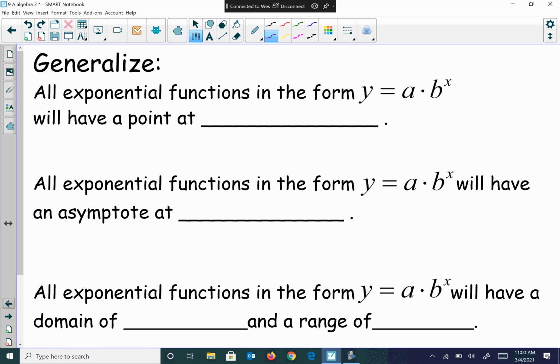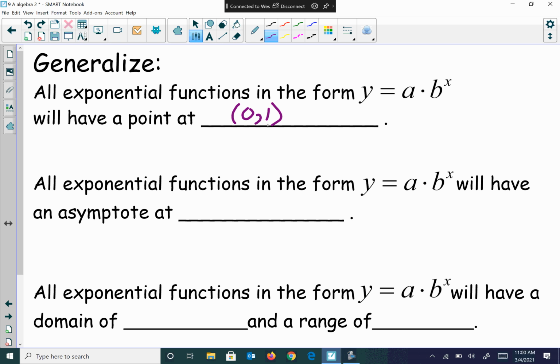All right, all exponential functions are in the form y equals a times b raised to the x. Remember, order of operations: you take care of the b value and its exponent first, and then multiply by the a value. Don't go a times b and then raise it. Order of operations, PEMDAS. So all exponential functions in the form y equals a times b raised to the x will have a point at basically (0, 1).